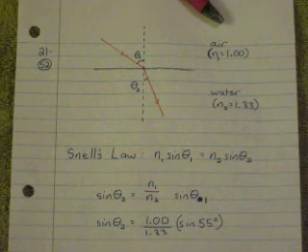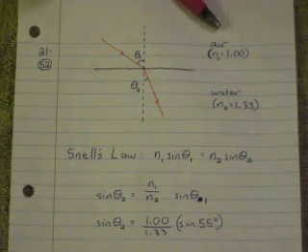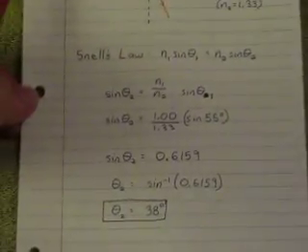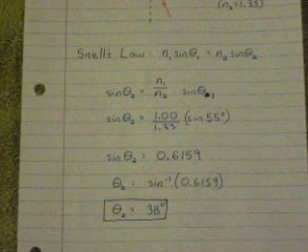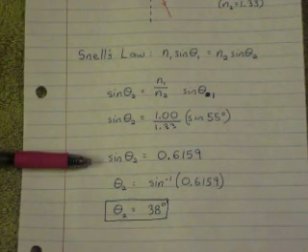So once I've drawn the picture, I apply Snell's law. We're solving for theta 2, so this is really just a matter of algebra, a little trigonometry with algebra. I solve for sine theta 2. Once I get that as 0.6159, then I take the arc sine of that, and I get 38 degrees.